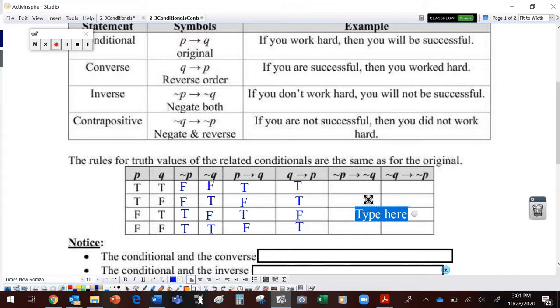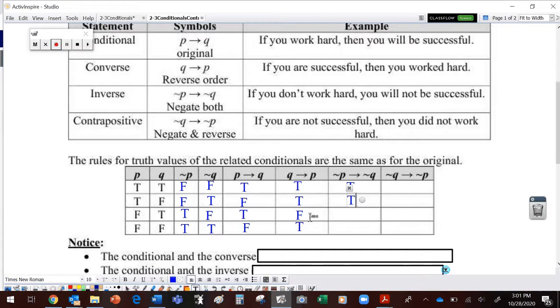Now the rules are still the same. The only way that this conditional, even though it is the inverse, the only way that this column can be false is if the hypothesis is true and the conclusion is false. So we're going to take a look at the not P column. Okay, and the first two rows of the not P column are false. So in this case, our hypothesis is false. It doesn't matter what the conclusion is. The entire statement's going to be true. Okay, then the next one, same thing. Your hypothesis is false. It doesn't matter what the conclusion is. The entire statement is going to be true.